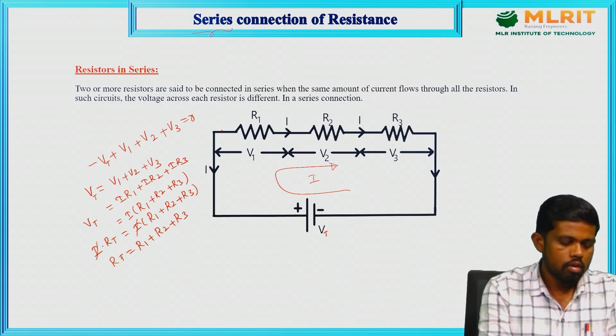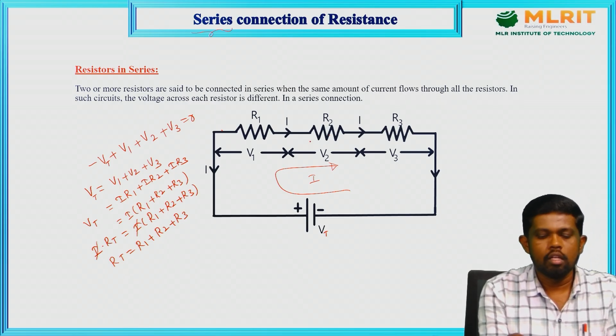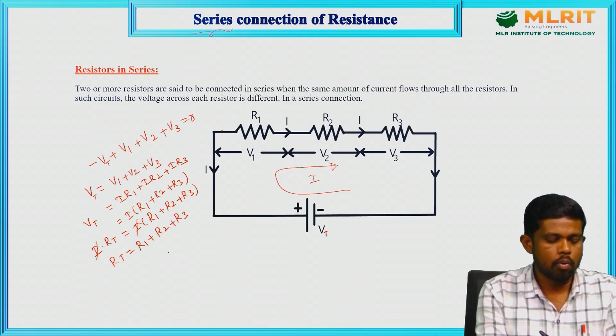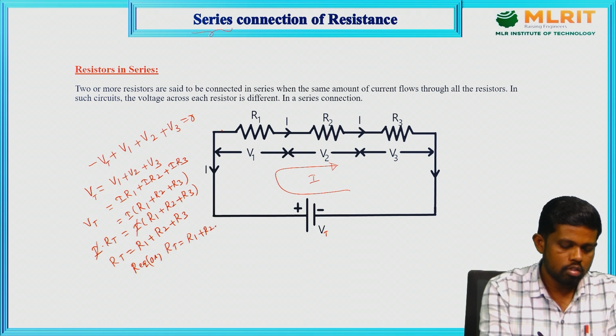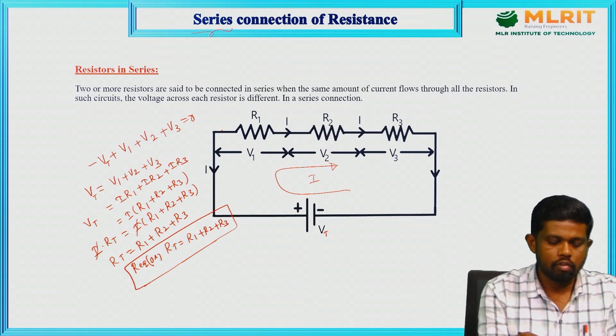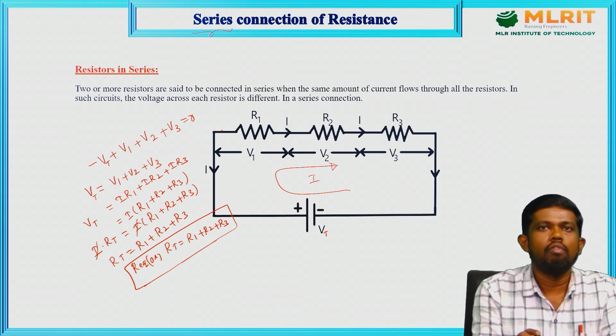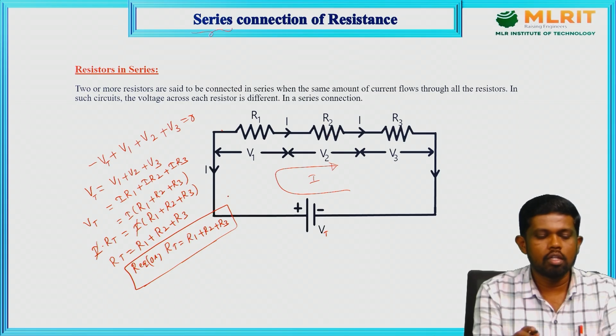By this, we get the equivalent value of three resistors in series. The equivalent value is R equivalent equal to R1 plus R2 plus R3. Also we can say R total equals R1 plus R2 plus R3. If you connect different resistors in series, we simply add the magnitudes of those values. That is the resultant or equivalent value of that connection. So that is a series connection of different elements.